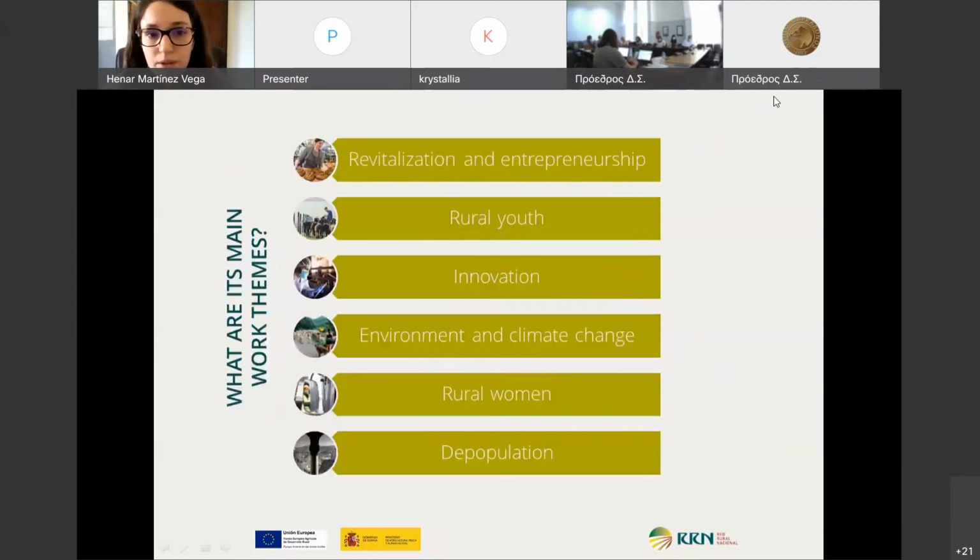We are working on these 6 areas. The first of them is the revitalization and entrepreneurship. The second one is the rural youth. The third one is the innovation. The fourth one is the environment and the climate change. The fifth one is the rural women, and the sixth one is the aging population.